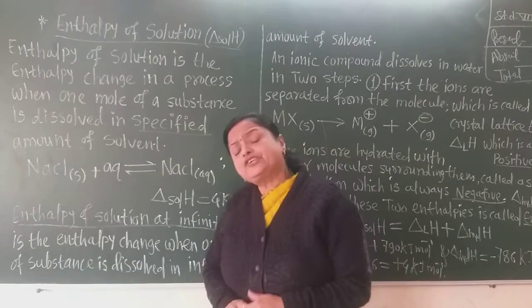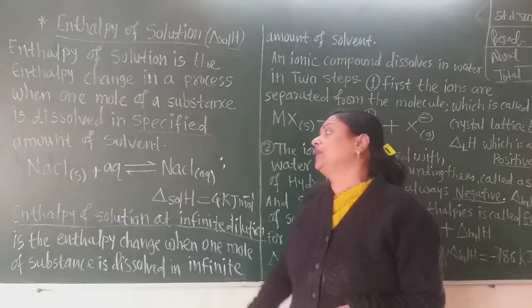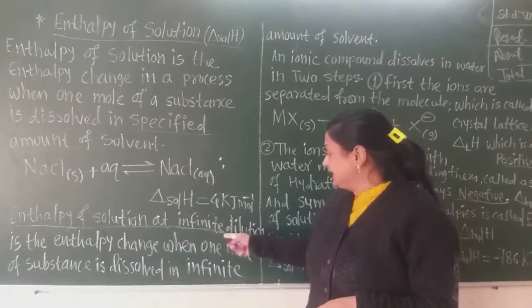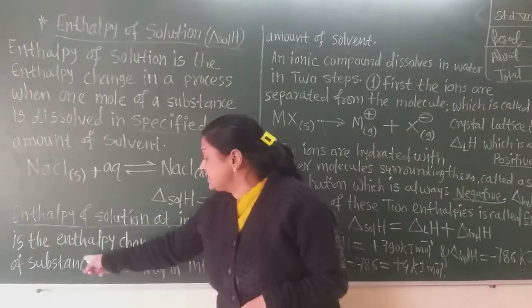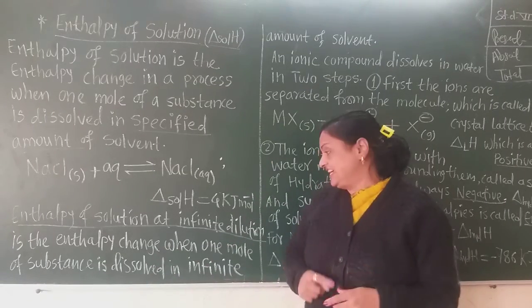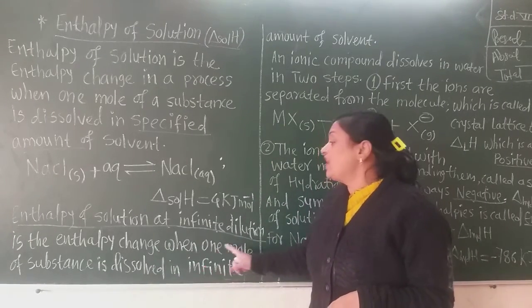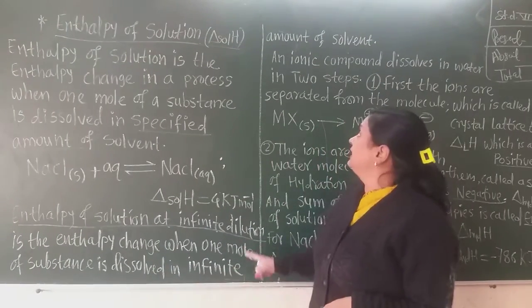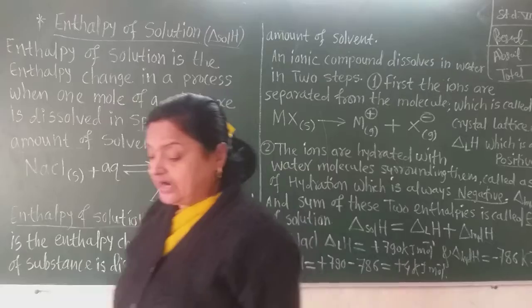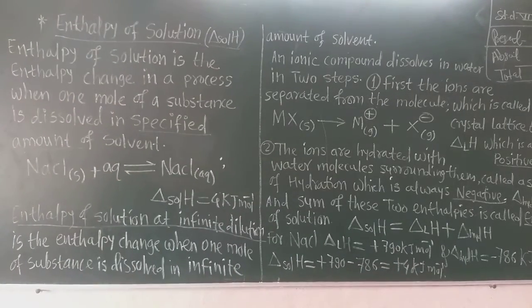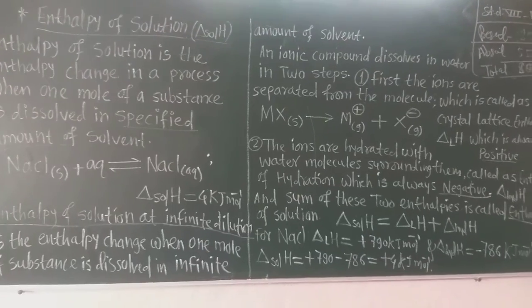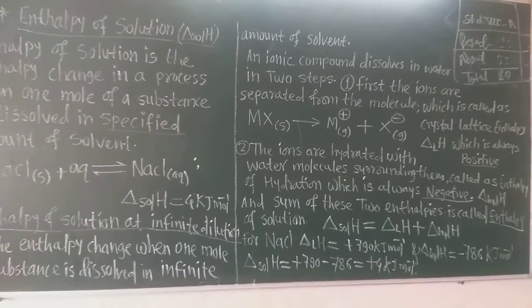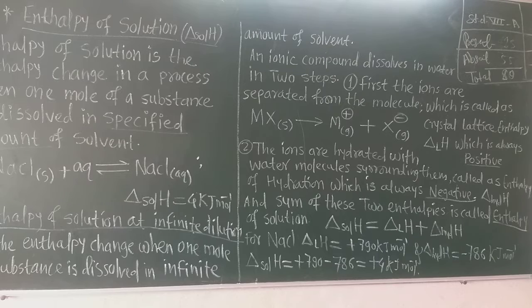Now what is the definition of enthalpy of infinite dilution? Enthalpy of solution at infinite dilution is the enthalpy change, that is delta H, when 1 mole of substance is dissolved in an infinite amount of solvent. When 1 mole of the substance is dissolved in an infinite, that is large, amount of solvent, then the enthalpy change is called the enthalpy at infinite dilution, students.